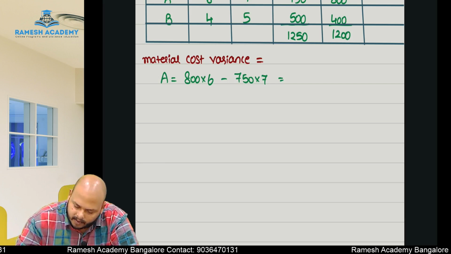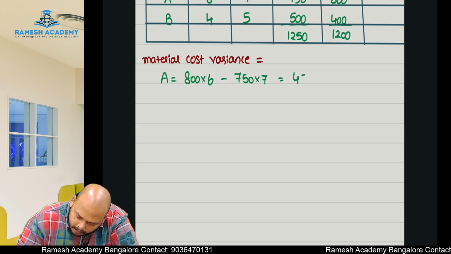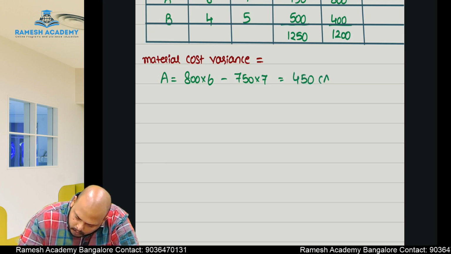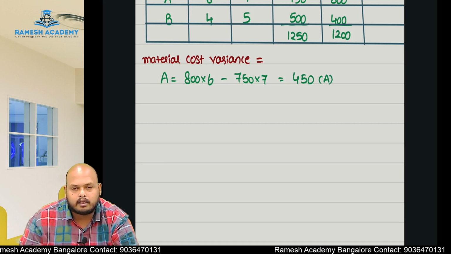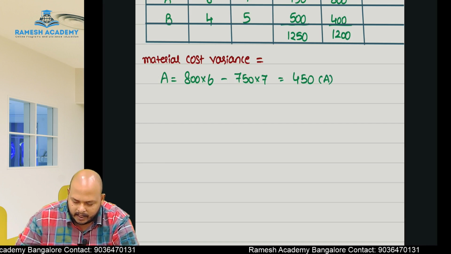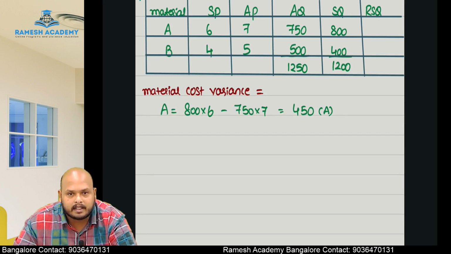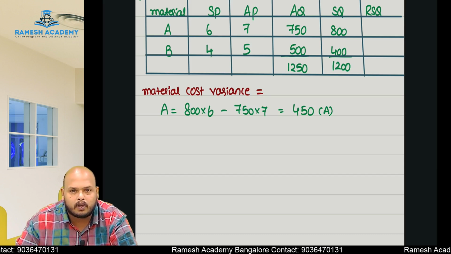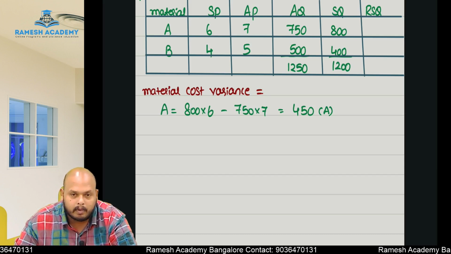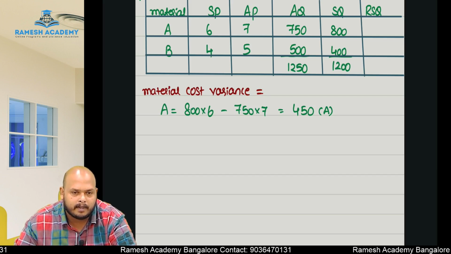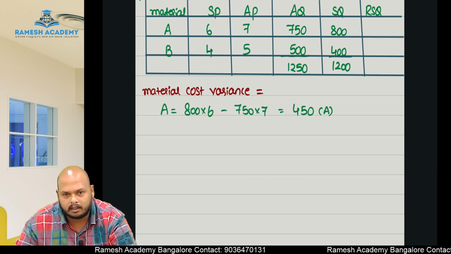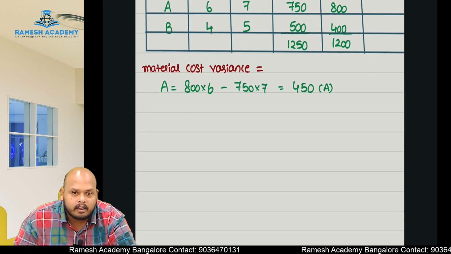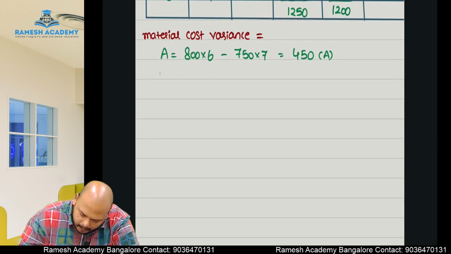450 rupees negative means we have to represent it as adverse. Why? Because our expectation is only 800 kgs at 6 rupees. Actually consuming less is good, 750 only we consumed, but we spent more at 7 rupees. 7 means we spent 1 rupee extra here. Okay? So that is A. Next, B.